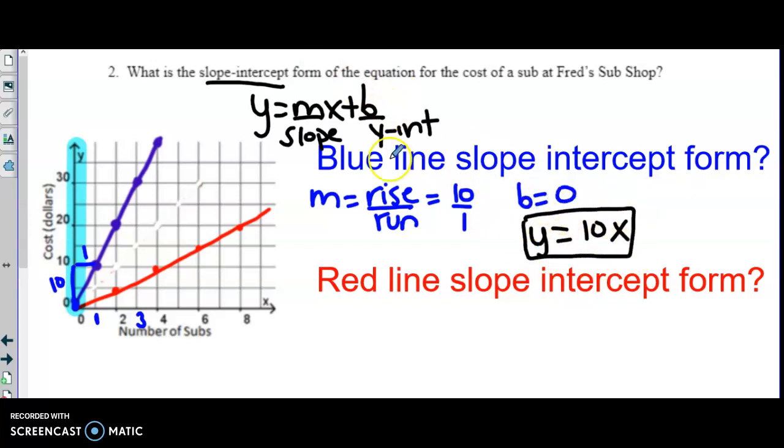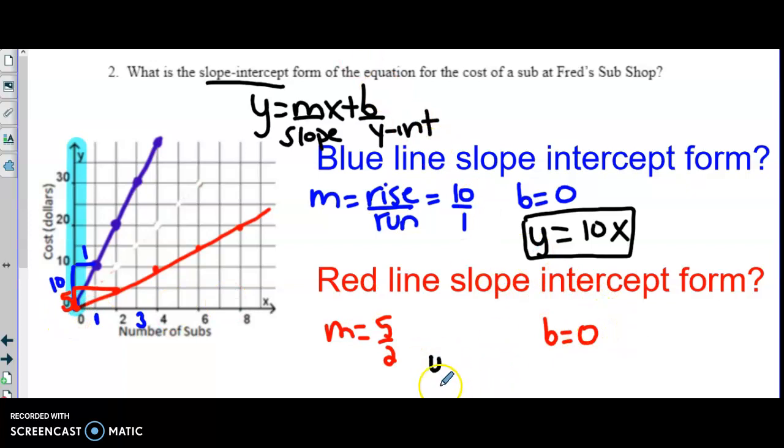Now let's practice that again for the red line. Again, we have to have the slope and we have to have the y-intercept. So for our slope, if we start at the bottom point, we rise up and we run over. We actually rise up 5, right? Because it goes 5, 10, 15, 20, 25. So we rise up 5 and we run over 2. So our slope is 5 over 2. And our y-intercept, where it crosses the y-axis, is also down here at 0.